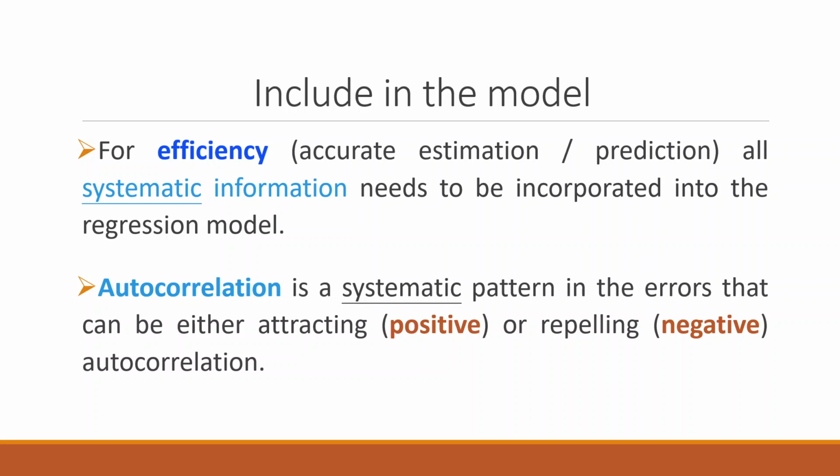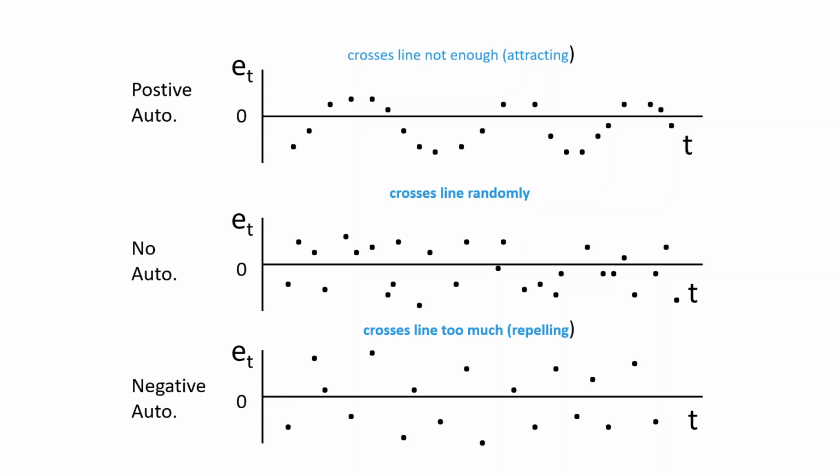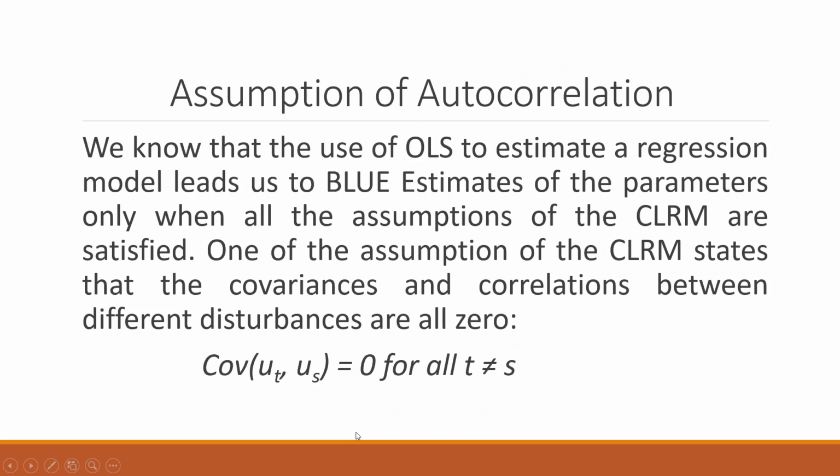For efficiency, all systematic information needs to be incorporated into the regression model. So autocorrelation is a very systematic pattern in the errors that can be either attracting, that is positive, or repelling, which can be included in your model. There are some instances which show what a positive autocorrelation is. We have already explained this. High followed by high, low followed by low. This is the case of no autocorrelation. Negative autocorrelation: positive followed by negative, negative followed by positive.